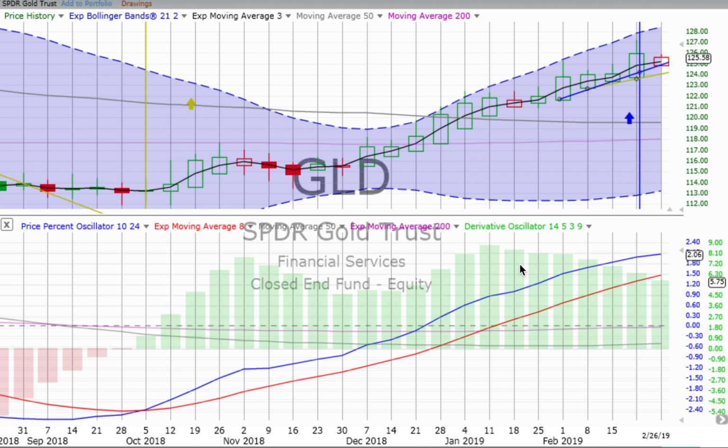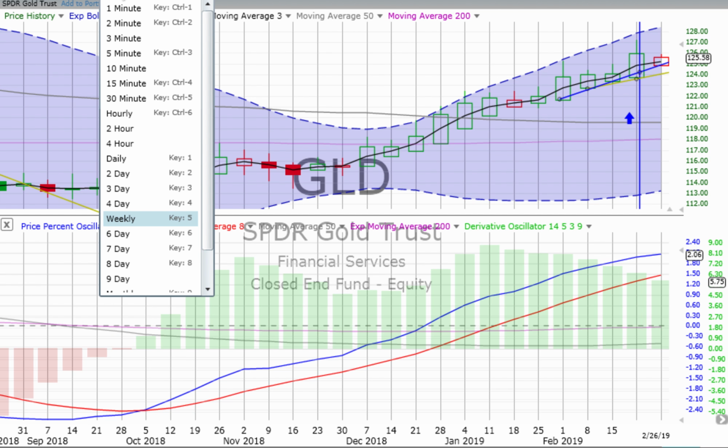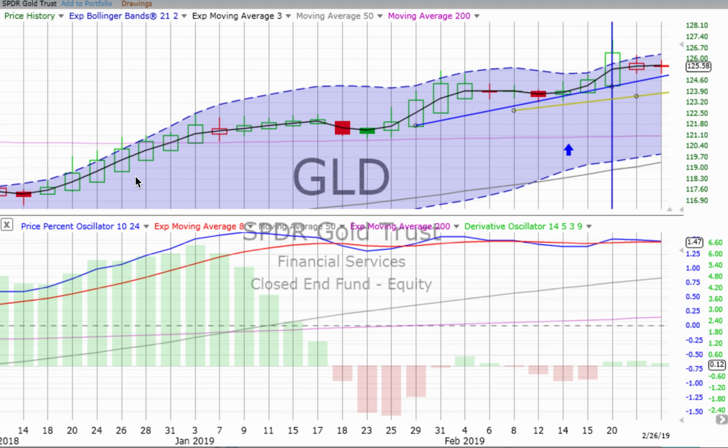Gold was up for the day, 0.17%. Derivative oscillator, losing momentum. Price percent oscillator, again, flattening out a little bit. Not flat yet, but not going up at the great angles it was back in late December, early January. But we're just continuing to watch, see what we see in gold. We go from the weekly to the 2-day.